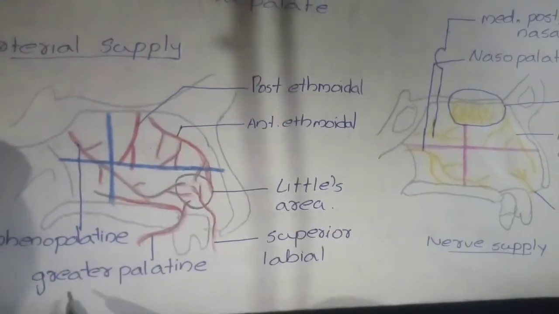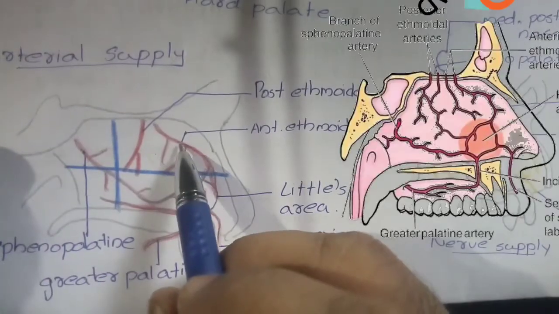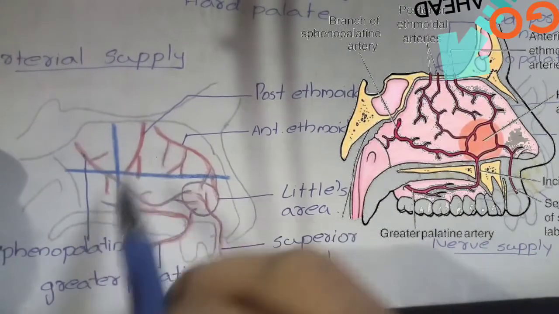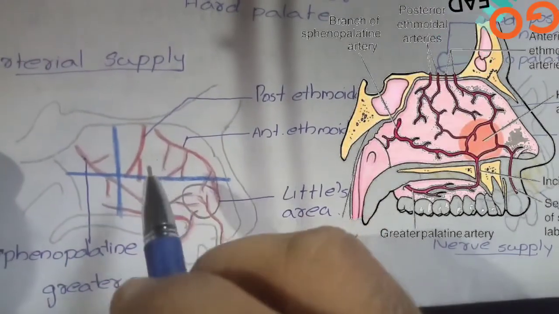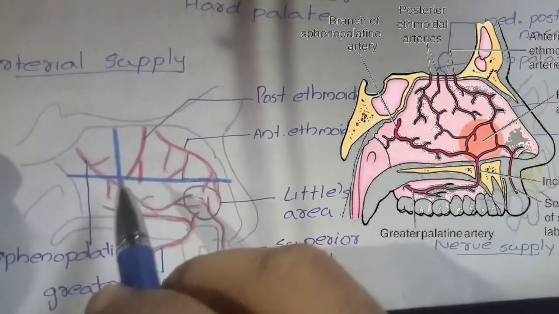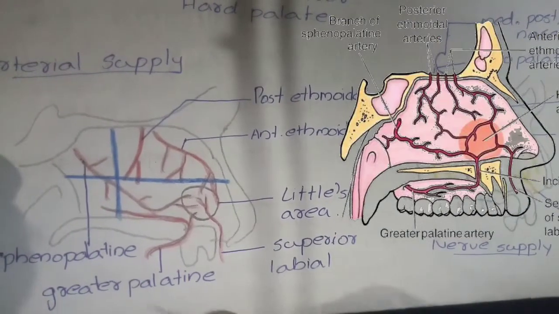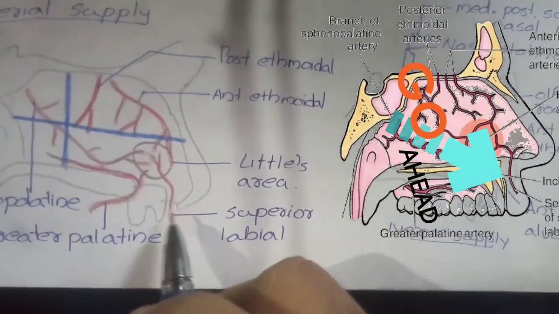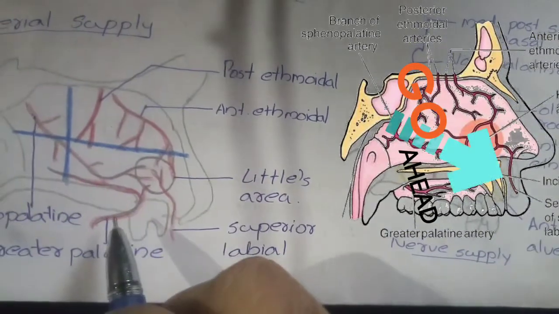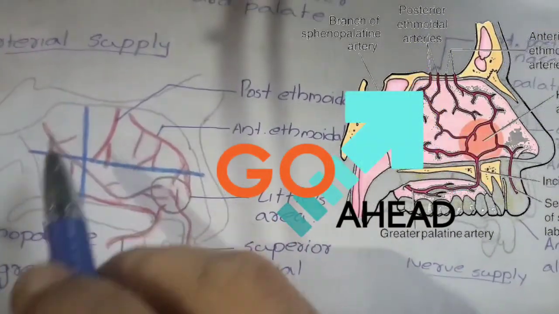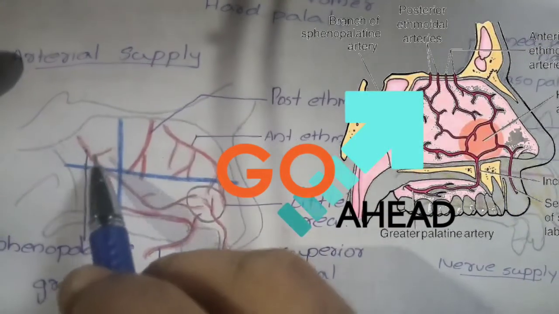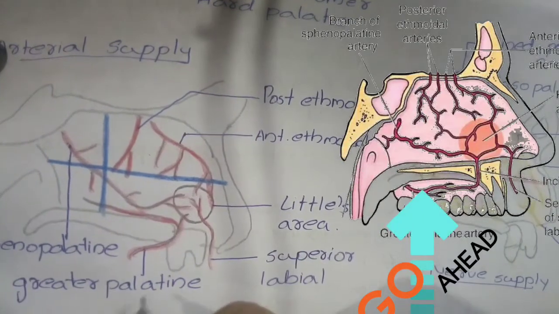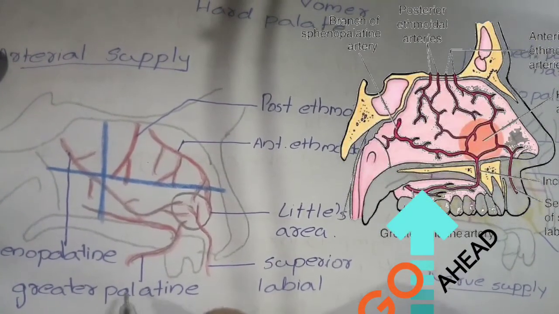The anterior superior part is supplied by the anterior ethmoidal artery, which is shown here, and the posterior ethmoidal artery is also supplying this part, which is shown here in this diagram. For the anterior inferior part, the superior labial artery is supplying it, and the posterior superior part is supplied by the sphenopalatine artery, which is shown here, and the posterior inferior part is supplied by the branches of the greater palatine artery.